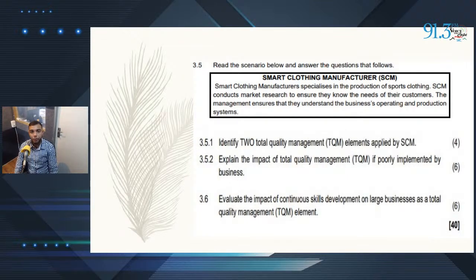All right. 3.5, Smart Clothing Manufacturers. SCM, Smart Clothing Manufacturers, specializes in the production of sports clothing. SCM conducts market research to ensure they know the needs of their customers. The management ensures that they understand the business's operating and production systems. 3.5.1, we're going to identify two quality management elements applied by SCM.